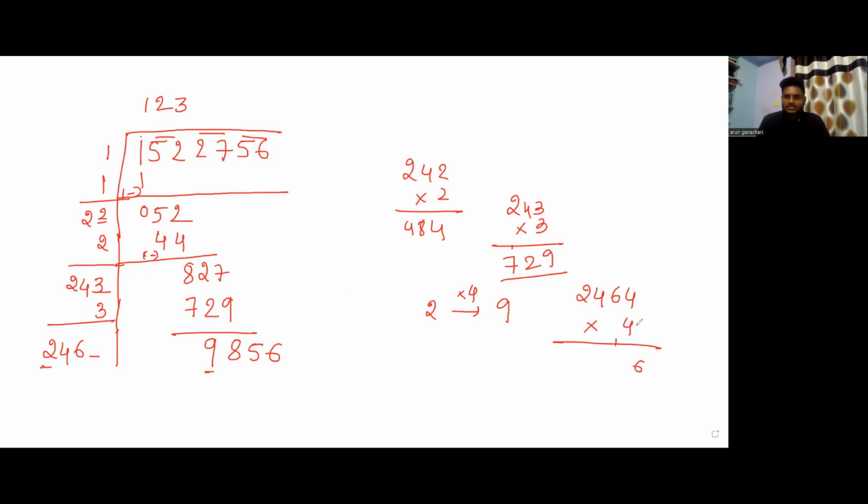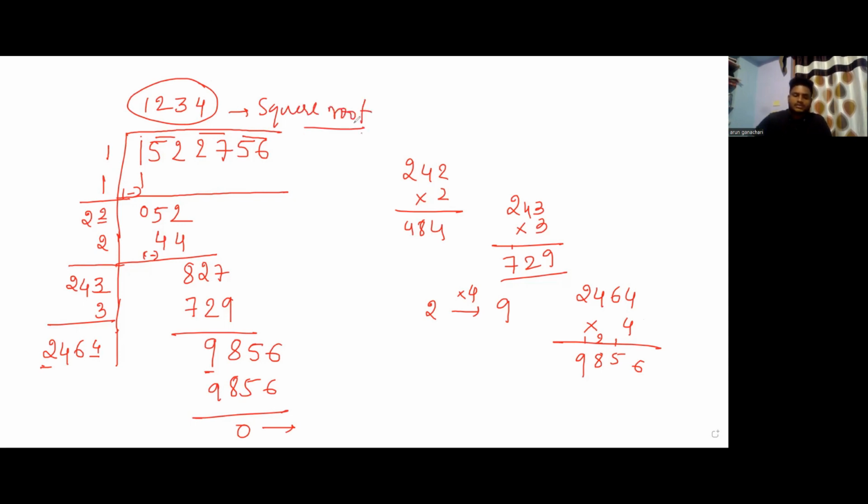4 4s are 16, 4 6s are 24 plus 1, 25, 4 4s are 16 plus 2, 18, 4 2s are 8 plus 1, 9. So my number is 2464 4s are 9856. As I got the remainder as 0, 1234 is my square root. Getting this? If my remainder was anything apart from 0, we would have subtracted that to get a perfect square.